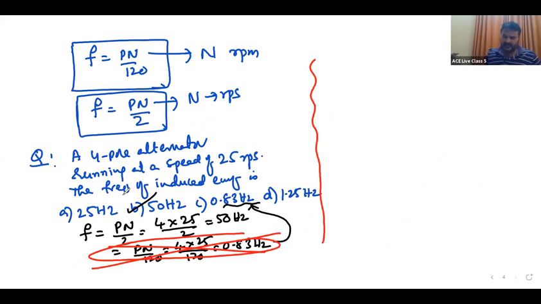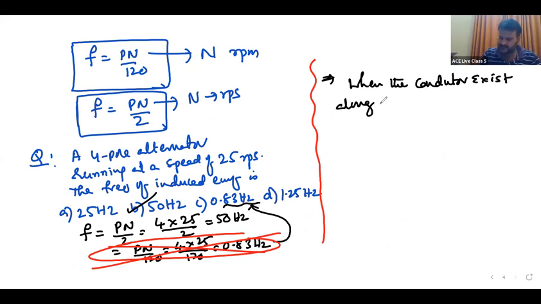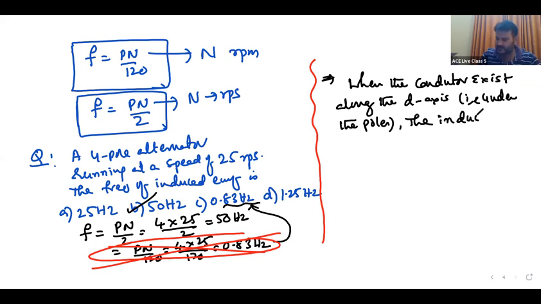So the statement is, listen. The induced EMF in the conductor, when the conductor exists along the direct axis or polar axis, that is under the poles, the induced EMF will be maximum.